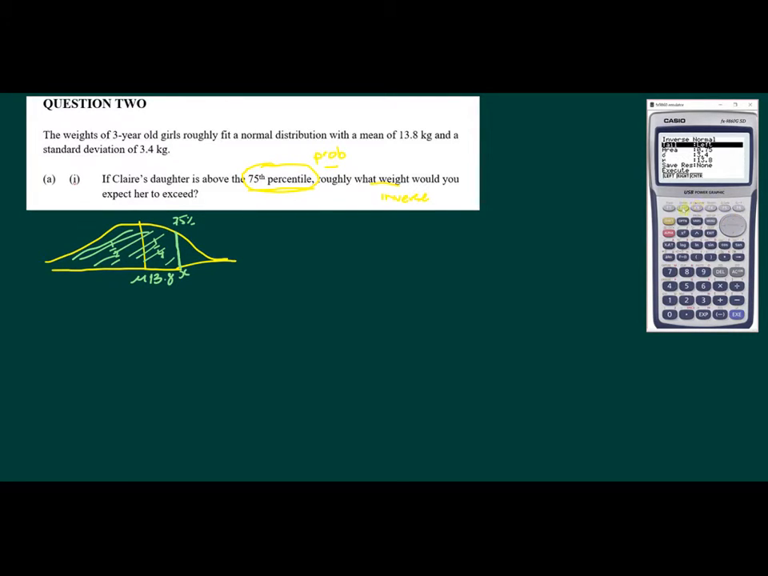Now let's just go back and show you we could do it as a right tail as well, because the part we're looking for is the right tail. But there I'd have to change the area to 0.25. And if I go through, you'll see I get the same answer.